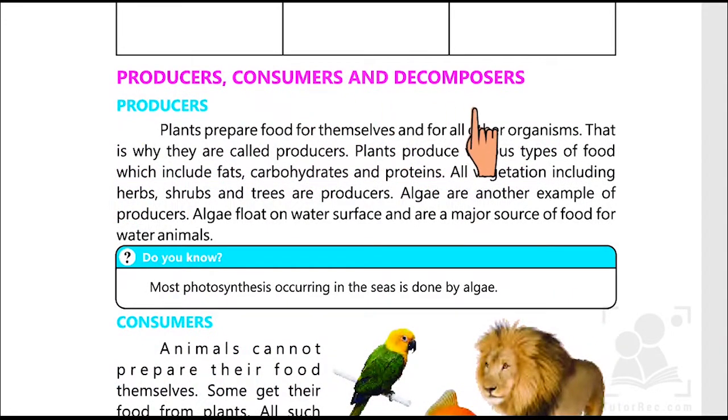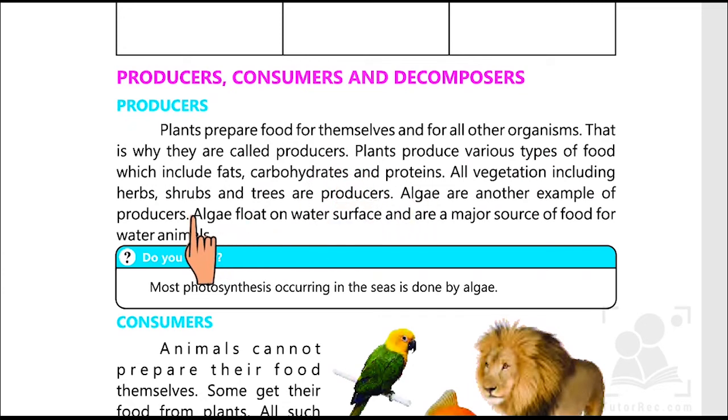Producers, consumers, and decomposers. Let's look at them. Plants prepare food for themselves and for all other organisms. That is why they are called producers. They produce various types of food, which include fats, carbohydrates, and proteins.